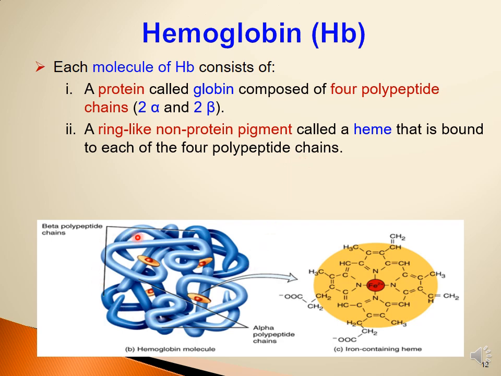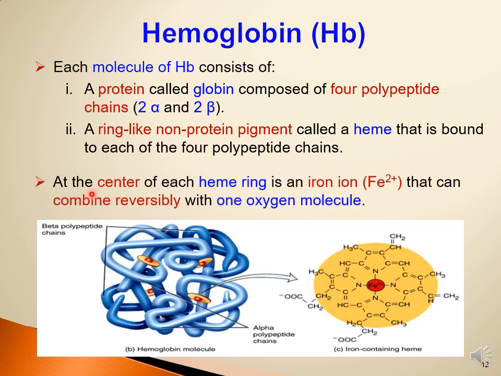So one hemoglobin molecule has 4 polypeptide chains, and each chain has 1 heme, so in total we have 4 heme rings or pigments per molecule of hemoglobin. And each heme has iron in its center. At the center of each heme ring, there is an ion of iron in the ferrous form that can combine reversibly with oxygen. And one ion can bind only 1 oxygen.